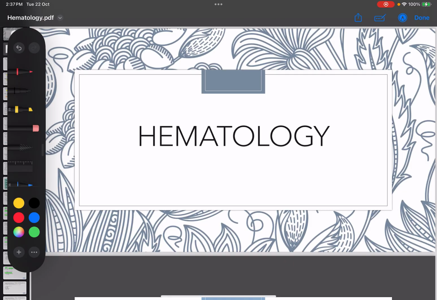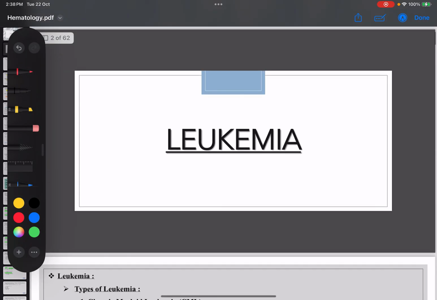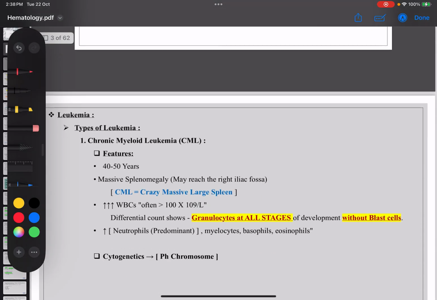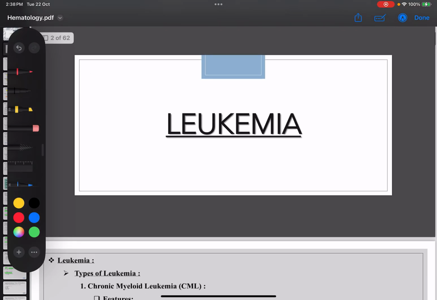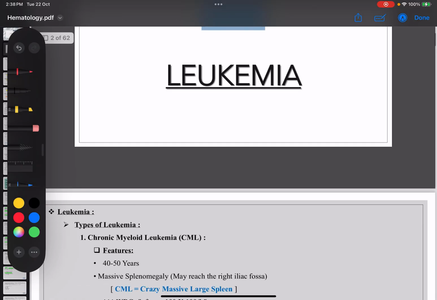Today's topic is leukemia. You'll get a lot of questions from this particular topic, and it is one of the easiest topics you'll get in the UKMLA exam. So all of us know leukemia means there will be lots of WBC in our blood, but they will be non-functional, so they don't work like a normal WBC.